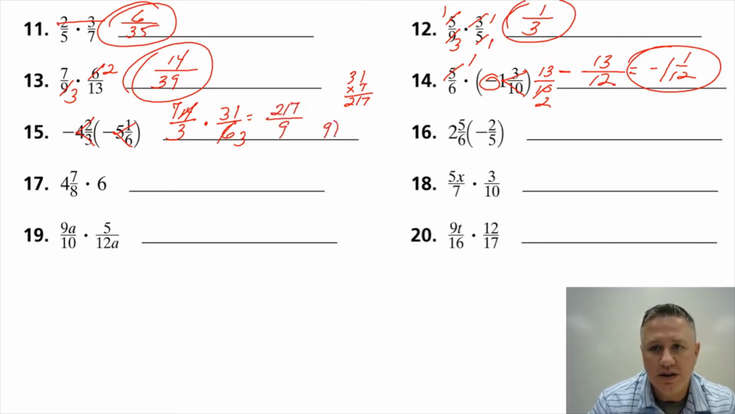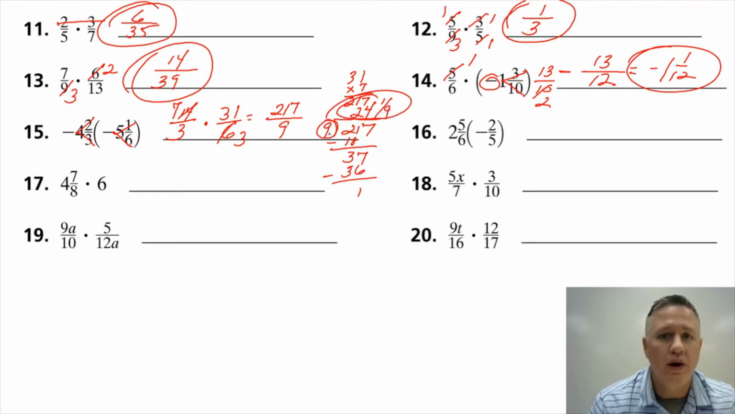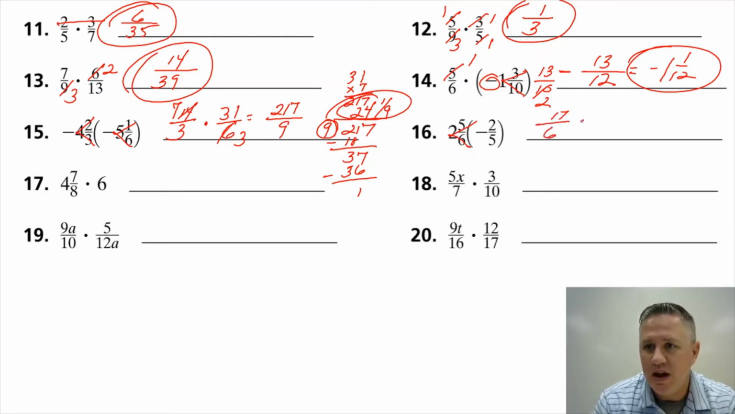Now, we're going to do the work on the side. 9 goes into 217. Well, 9 goes into 21 twice. That gets me to 18 with 3 left over. And 9 goes into 37 4 times with 1 left over. And then I put that 1 over my divisor, 9. So it looks like the answer is 24 and a 9th. And was that close to 25 like we kind of guessed? Yeah. All right. 6 times 2 is 12, plus 5 is 17/6 times 2/5.